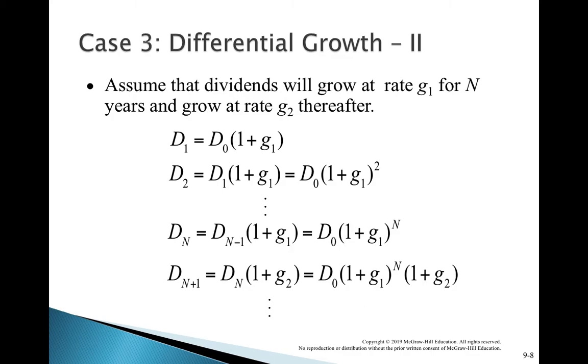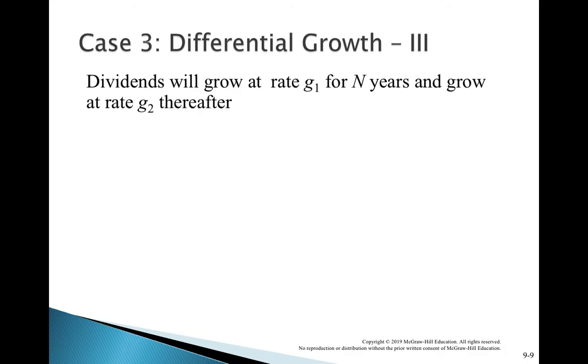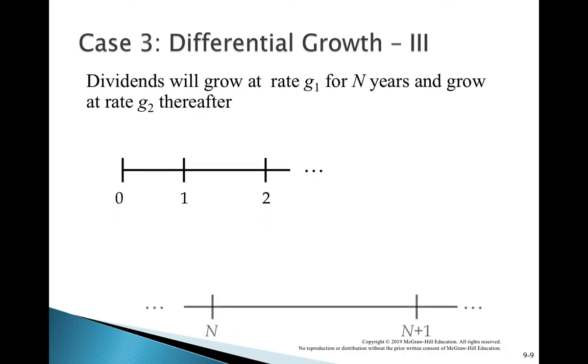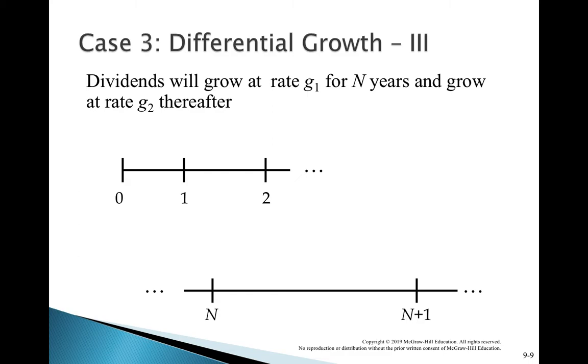Then what will we do? N plus 1 will be like case 2. So Dn plus 1 is equal to Dn, where n plus 1 minus 1 is equal to n. So Dn plus 1 is equal to Dn (1 plus G2). Here the second stage growth will come, which will continue forever. There are two different stages now: one, growth up to n number of years at G1, then n plus 1 year onward at G2.